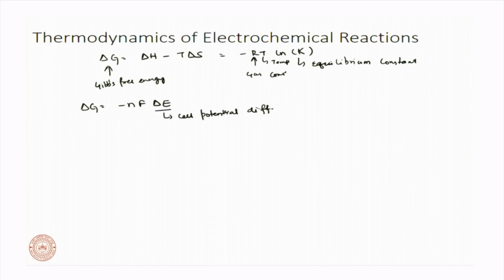We do not write absolute cell potentials, in the same way we do not write absolute Gibbs free energy. It is always a relative term between two species or between two electrodes. So, delta G equals minus nF delta E, where delta E is the cell potential difference, which will be E of the cathode minus E of the anode. Some of you might wonder why I did not write delta E for the cathode. It is actually delta E for the cathode.